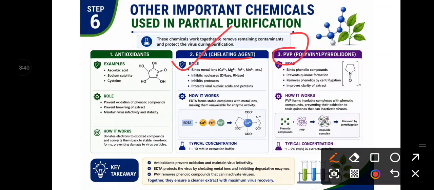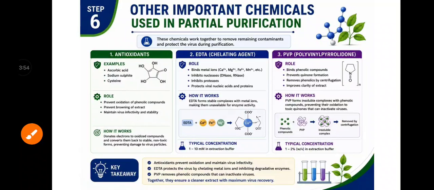Then about PVP, polyvinyl pyrrolidone. It is helpful in the removal of phenolic compounds. It binds to the phenolic compounds, prevents quinone formation, and removes the phenolics by centrifugation. So it acts in the purification steps, whereas EDTA acts in maintaining the virus stability as well as infectivity. So this is about the chemicals used in the partial purification step.